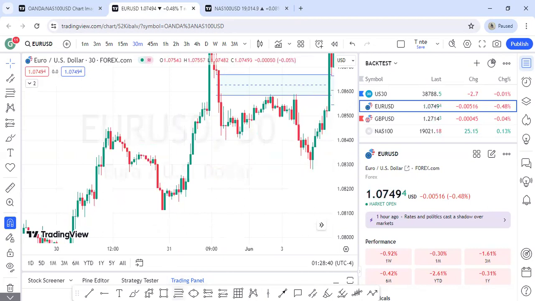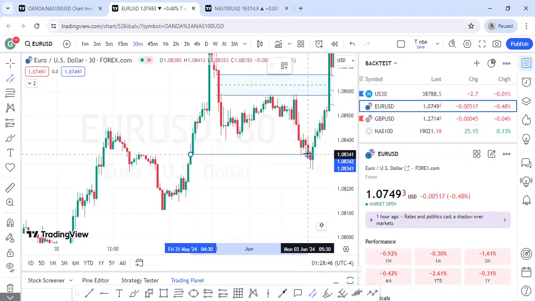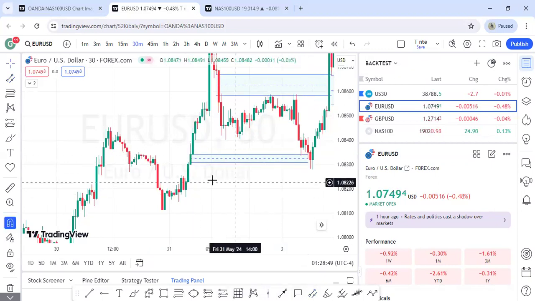They help you to do what? To know where price is going to react from. All right, so you can see another gap here. You can see there are many gaps here. You can see how price tapped that one and then it came for this lower one too.